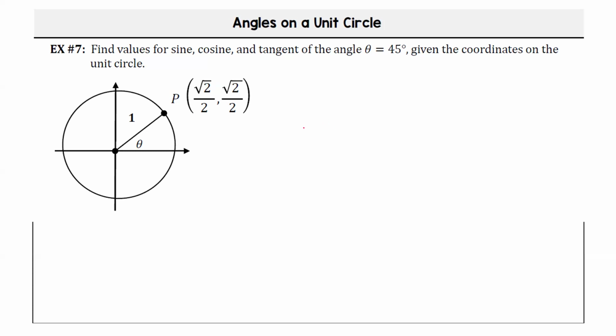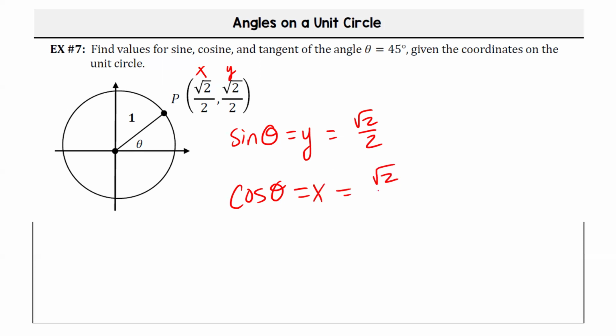All right, let's go. Remember your X, your Y. So sine theta is what? Sine is from our Y, which equals square root of 2 over 2. Cosine theta is from our X, which equals the same. And tan theta is Y over X, and anything divided by itself is 1.